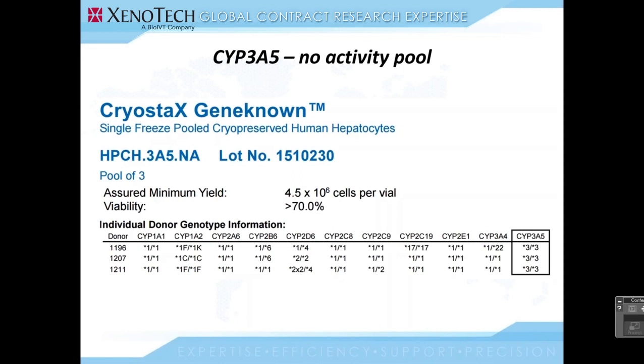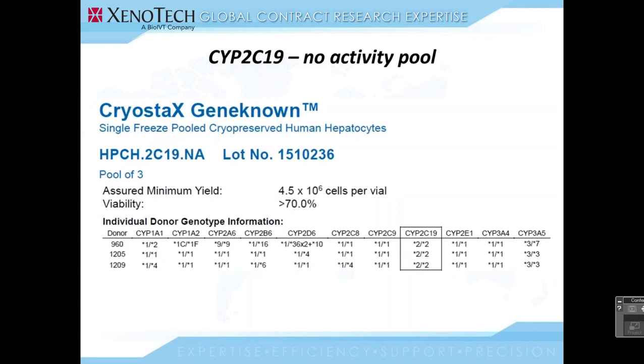There are 3 donors comprising this pool. They all are homozygous for the relatively frequent *3 allele of CYP3A5, which is associated with reduced or no activity. Characterization of the donors is also given for polymorphisms of a total of 11 major CYPs. Please note that for most other CYPs, the alleles present in these donors selected for these pools are of the wild type.